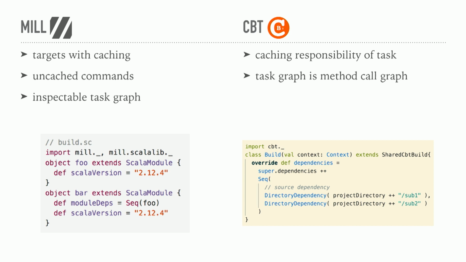They both use Nailgun for running in a background process, so you typically have more responsiveness than with SBT.